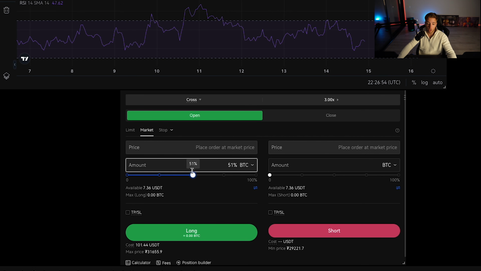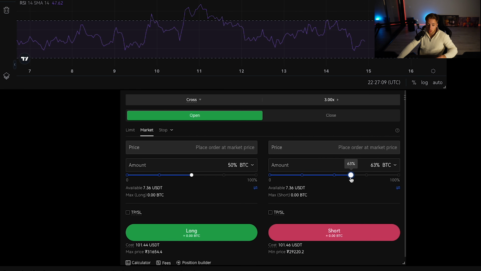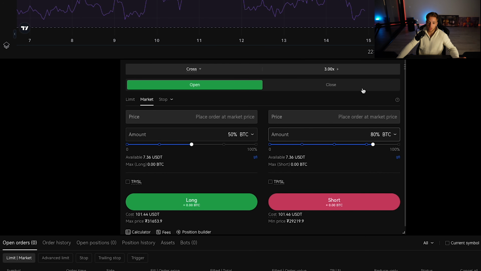So let's say you want to open with 50% of your total amount that you have in your futures wallet, then you're gonna basically open the position. Now the same is for the short position. So you basically choose between long and short position. Let's say you want to open a short position with 80% of the amount in your wallet, then you can do it here.